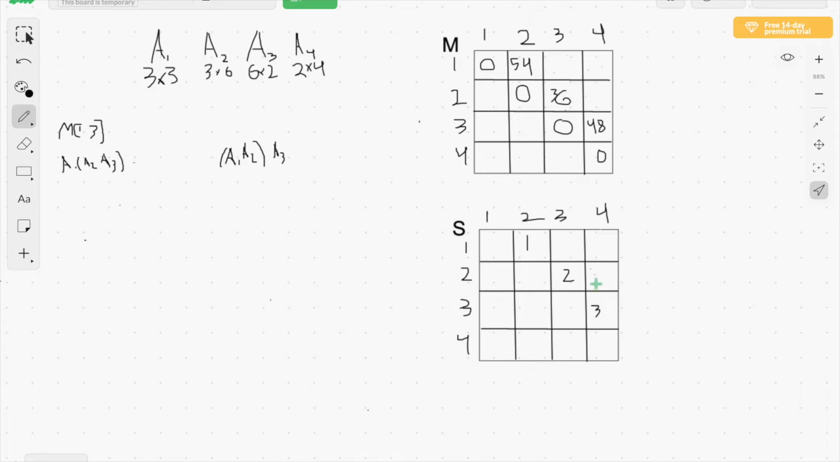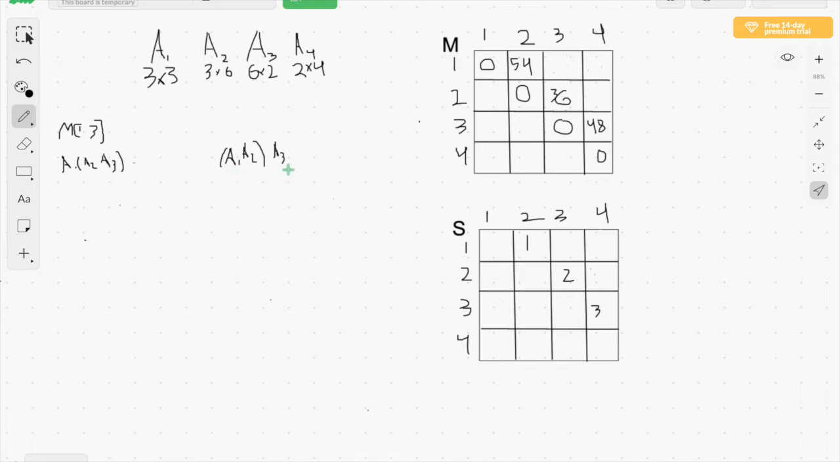All right, so now let's look at M13. We need to find the minimum number of multiplications for multiplying together A1, A2, and A3. We have two different options for ways to multiply these together. First option, we could do A2 times A3 and then multiply that times A1. Or we could do A1 times A2 first and then multiply that result by A3.